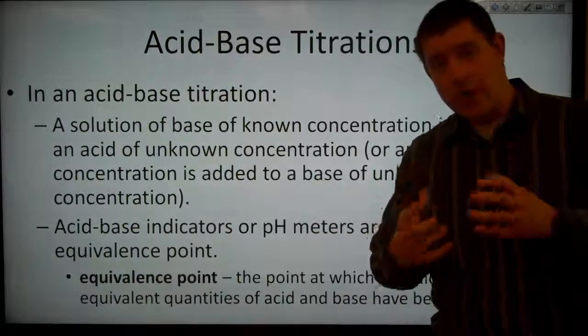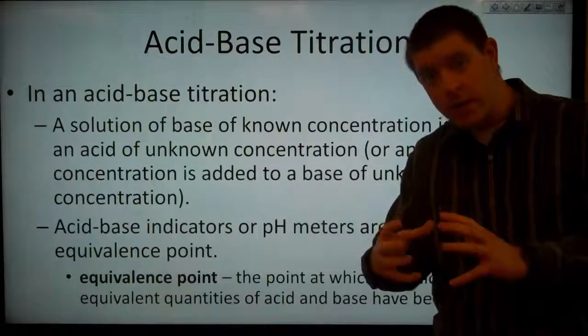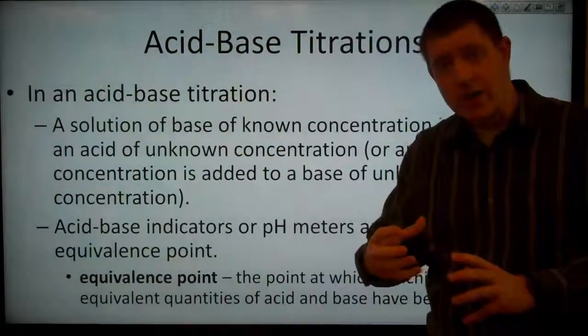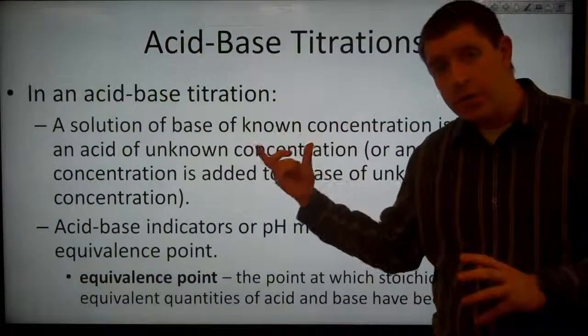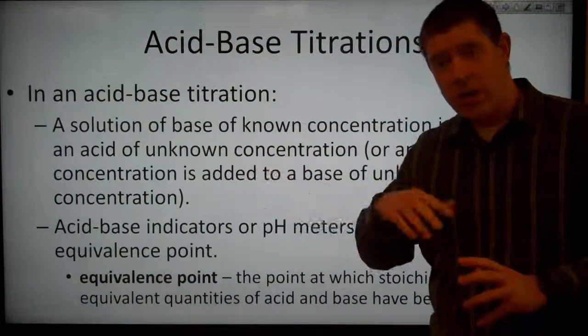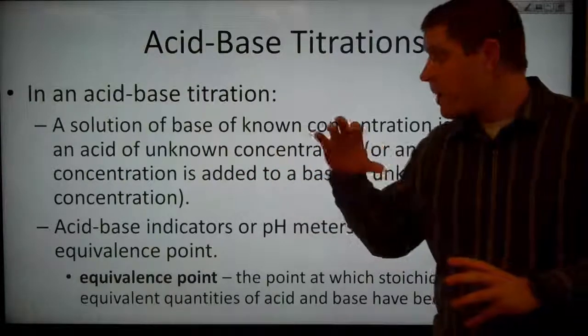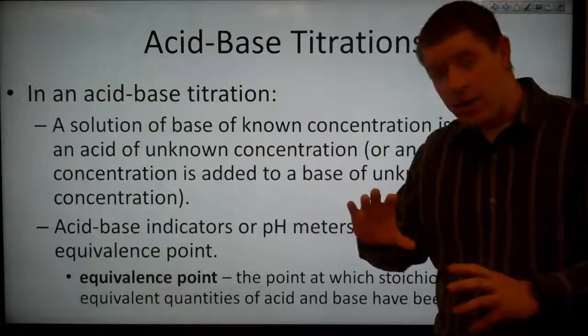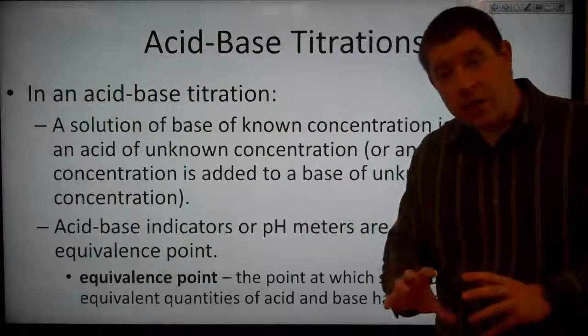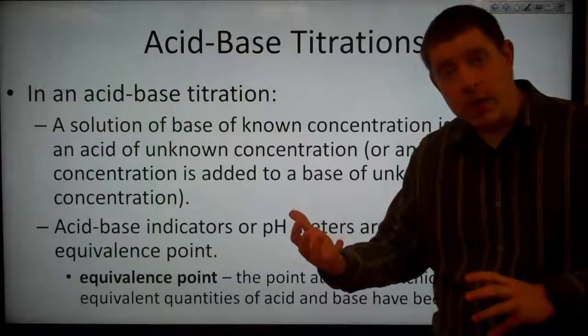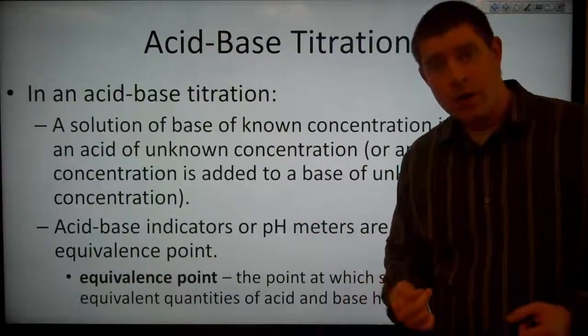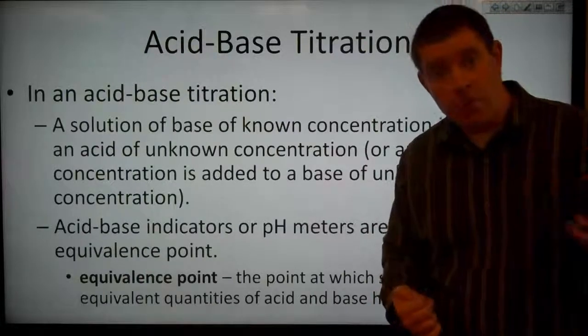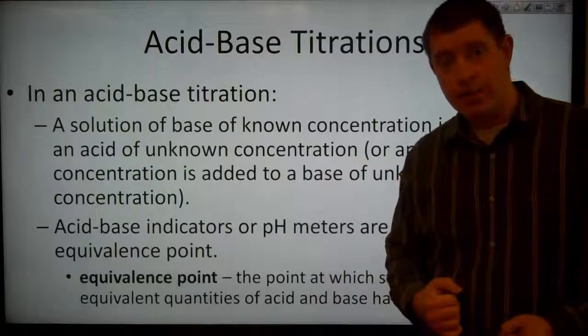So we have some flask generally, and into that flask we're putting a solution containing either the base or the acid, the other one, of known concentration. And based on the volume of the known concentration we've added, we can figure out the concentration of the unknown volume of the other one.